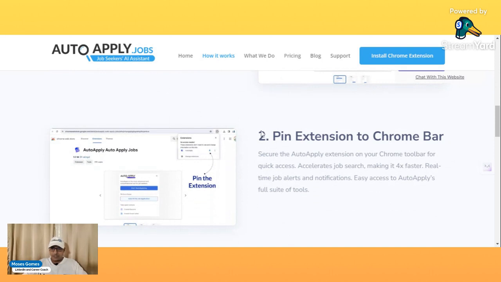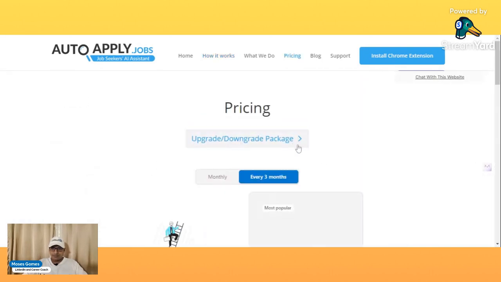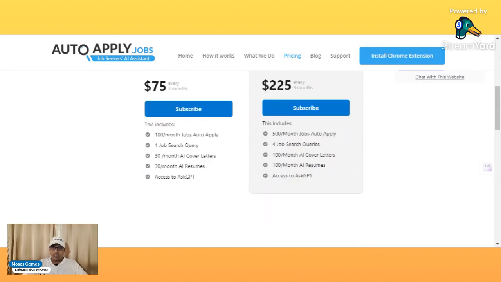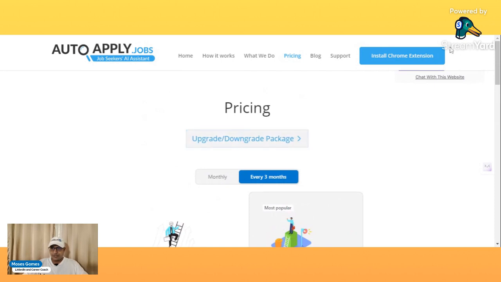If you go to pricing, it's a paid version. You can upgrade and downgrade. You have $75 every 3 months. This is for the starter plan, and you can do 100 jobs per month on auto apply, one job search query, 30 monthly AI cover letters and resumes, and access to Ask GPT, which is a ChatGPT connect. And this is the support part.